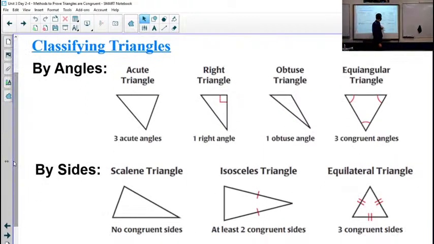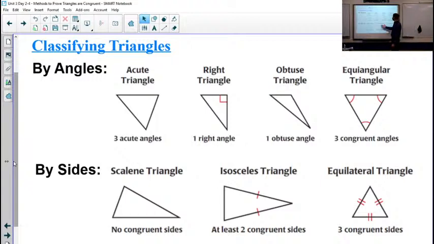These are all terms that should be familiar to you. You should have talked about these kinds of triangles before. Equilateral triangles, all three sides are the same. Isosceles has two sides the same, and scalene has none of the sides being the same.